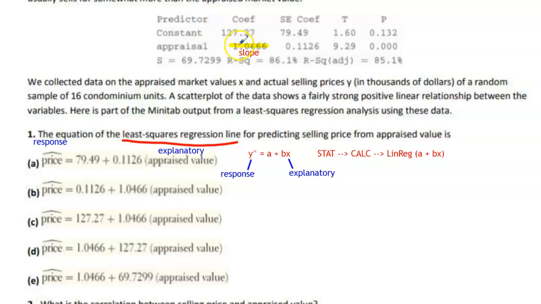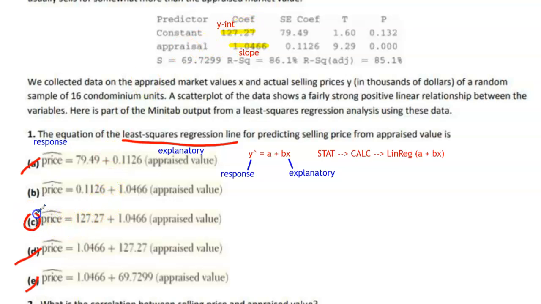So now I'm going to go through and delete all the ones that don't have that as their slope. This is the wrong slope. This is the wrong slope. And this is the wrong slope. Now we only have a choice between B and C, and we need to identify which one is the y-intercept. Well, looking back at the computer output, the constant coefficient, that 127.27, that's of course going to be our y-intercept, the constant coefficient. So 127.27 is our y-intercept, that's going to be this one.